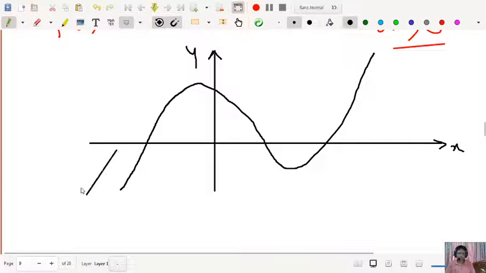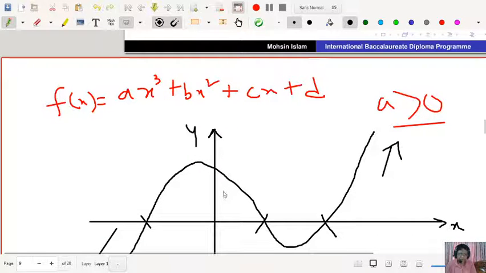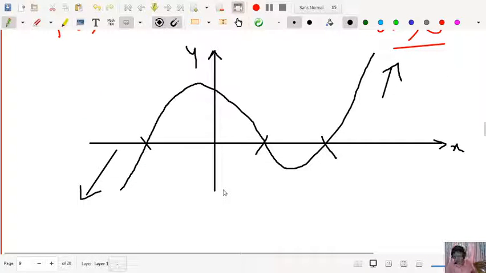It falls to the left and rises to the right, and it is a cubic. That is why there are 3 intersection points. Am I clear with this diagram?